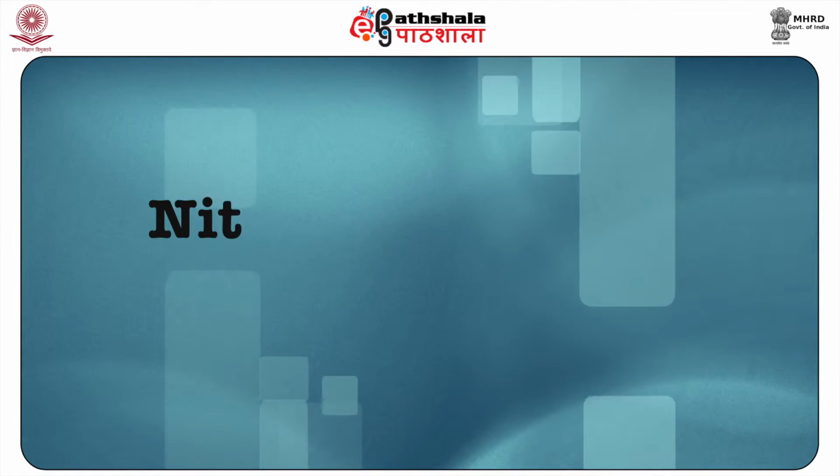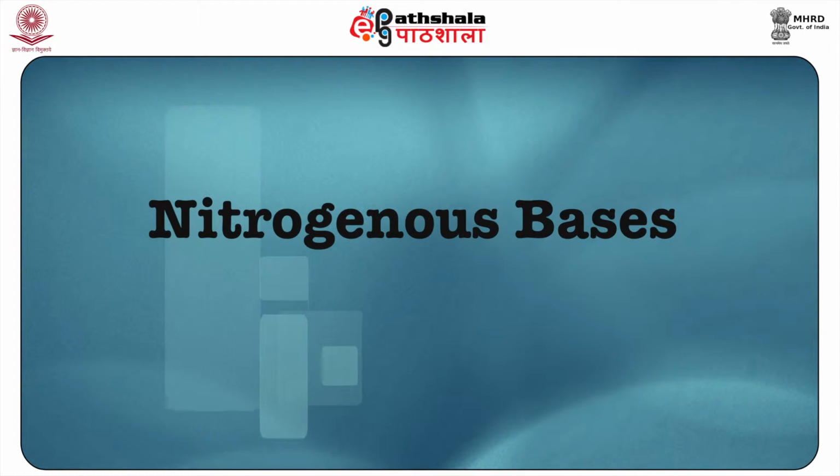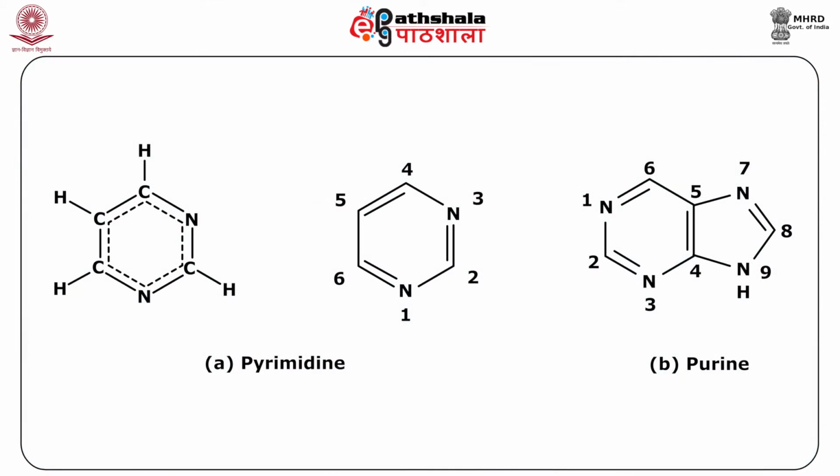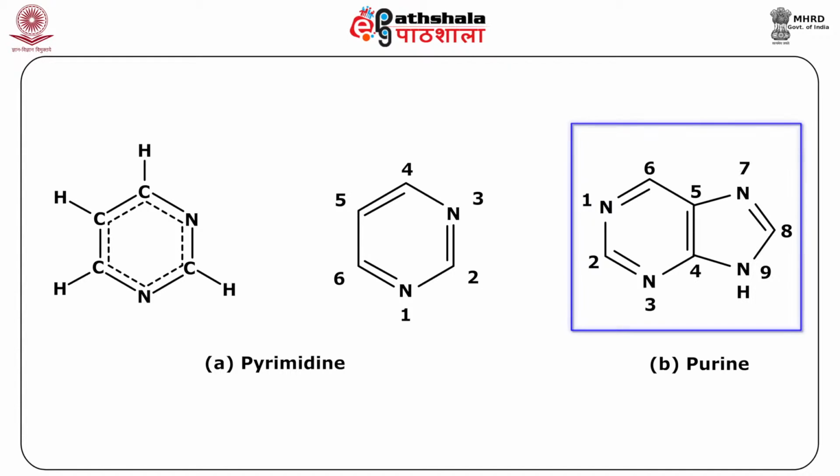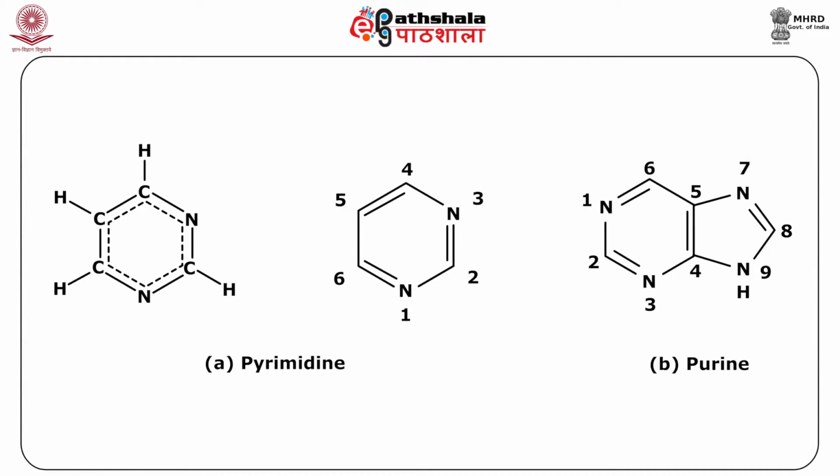First, let's study the nitrogenous bases. Nucleotides are comprised of a single-ringed or two-ringed nitrogenous base. A one-ringed nitrogenous base is called a pyrimidine, and a two-ringed nitrogenous base is called a purine. Now let's look at the basic structures of pyrimidine and purine.